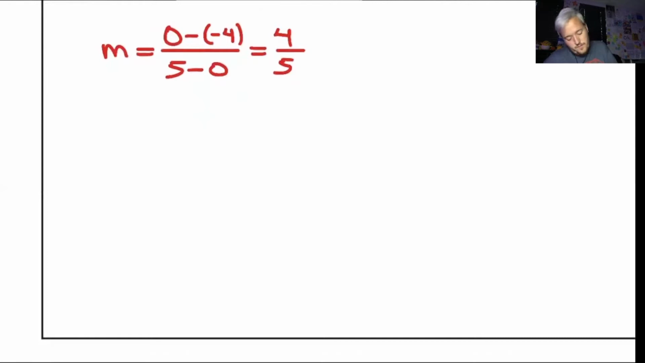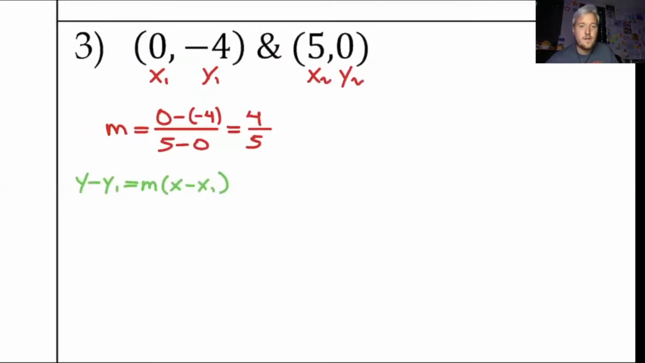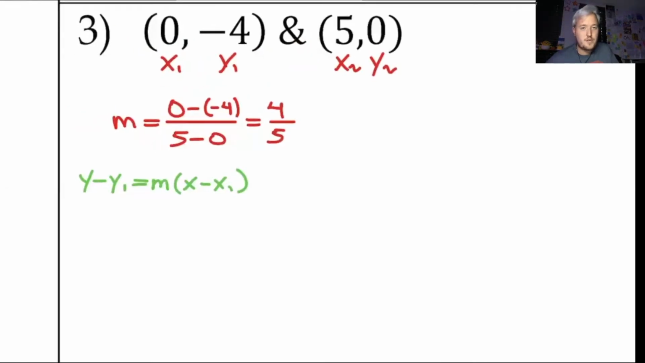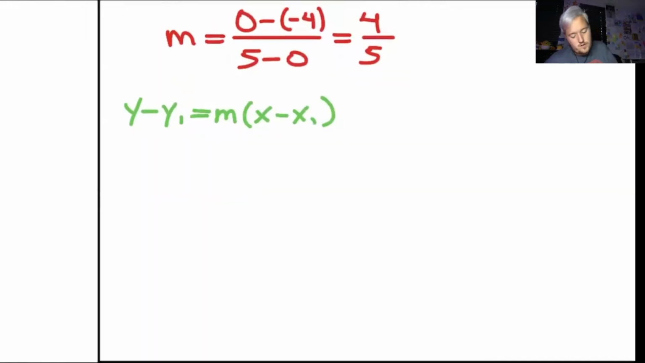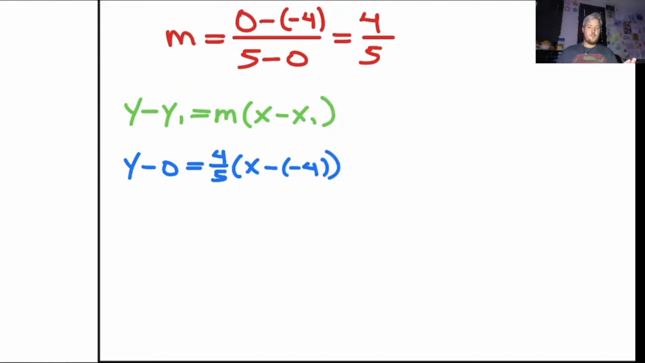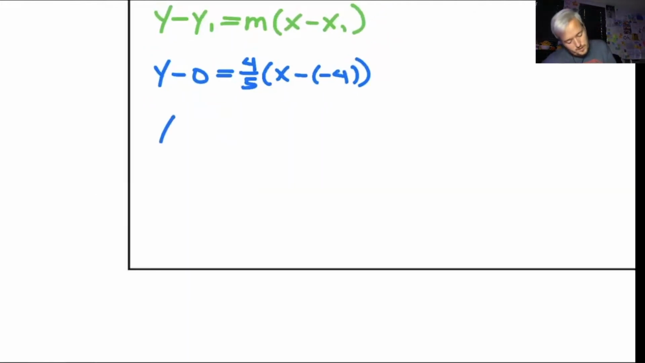All right, so now I'm going to start with y minus y1 equals m times x minus x1. I'm actually going to use 0 comma negative 4. So I'm going to have 0 and 4/5, then x minus negative 4. I did that on purpose just so that my y value would automatically be by itself. So I'm going to have y equals 4/5 x plus 4.